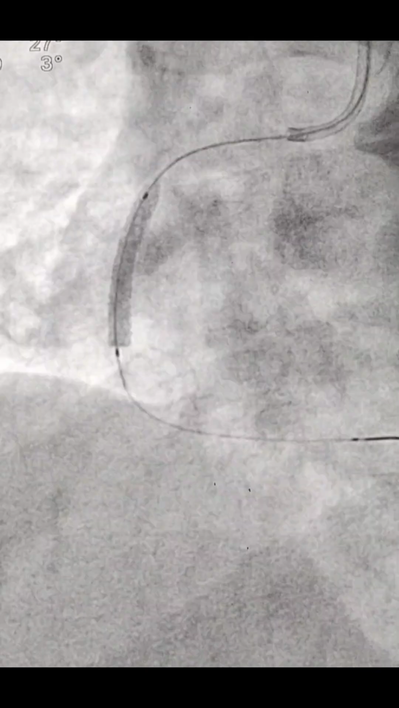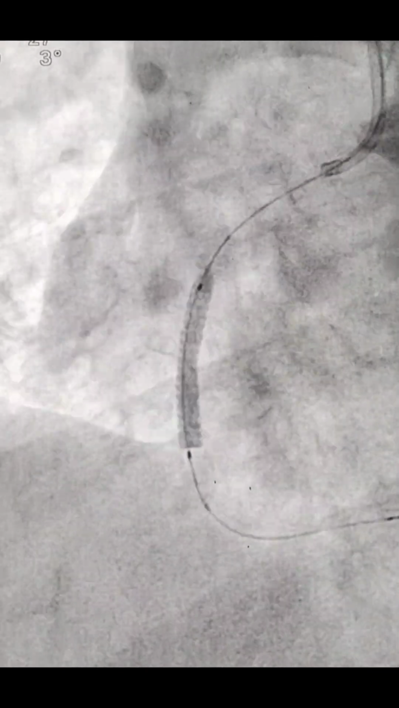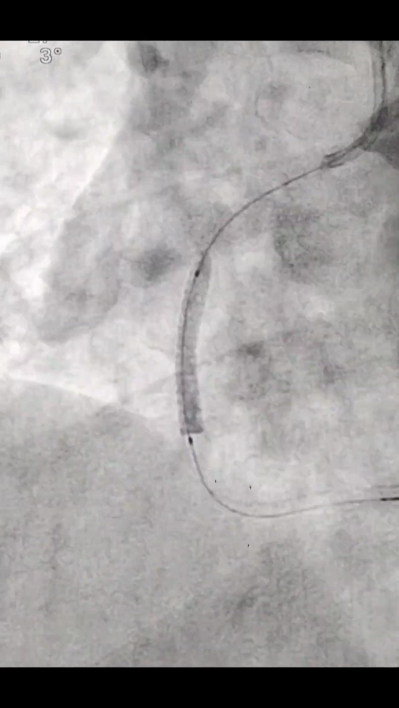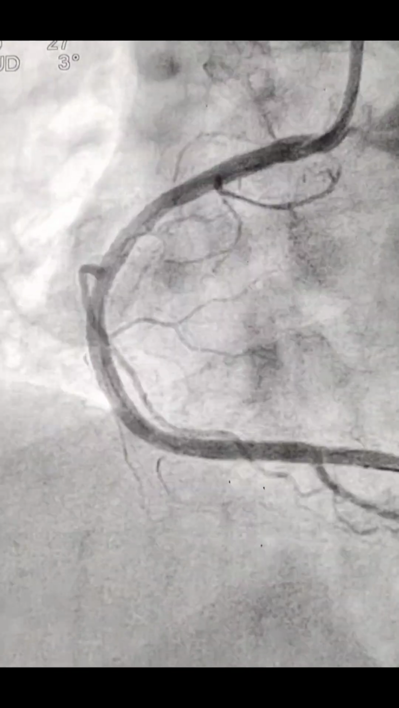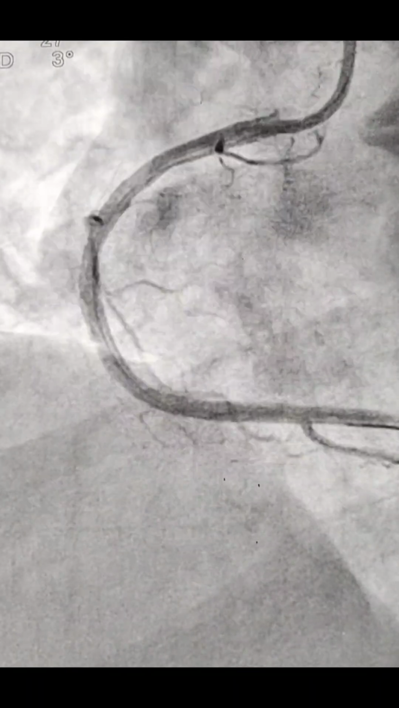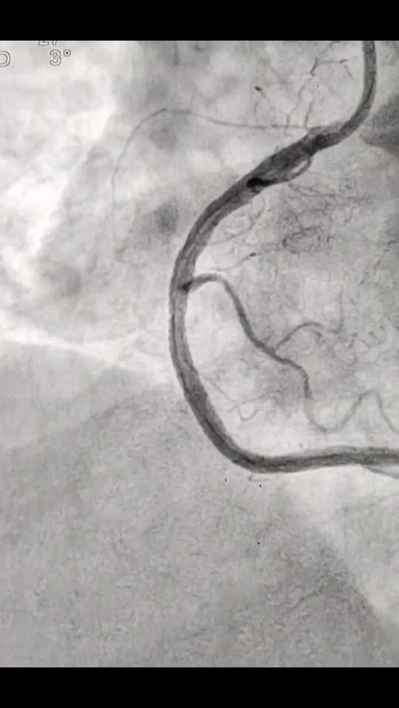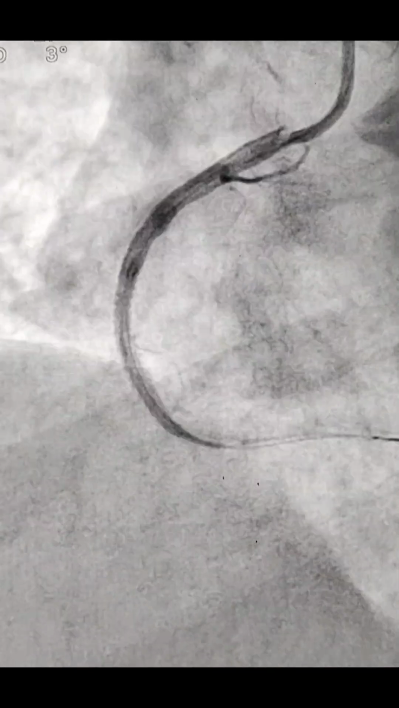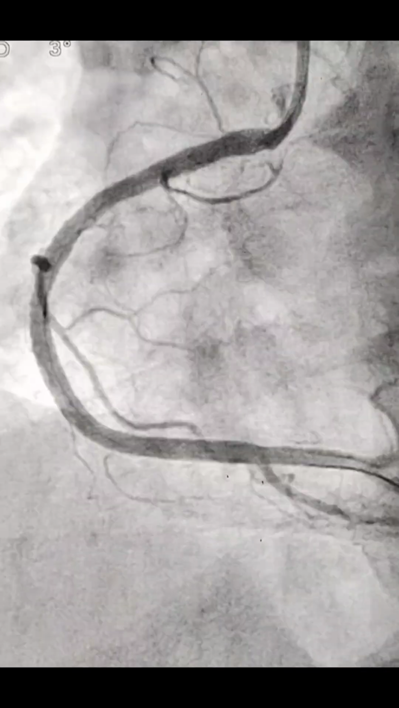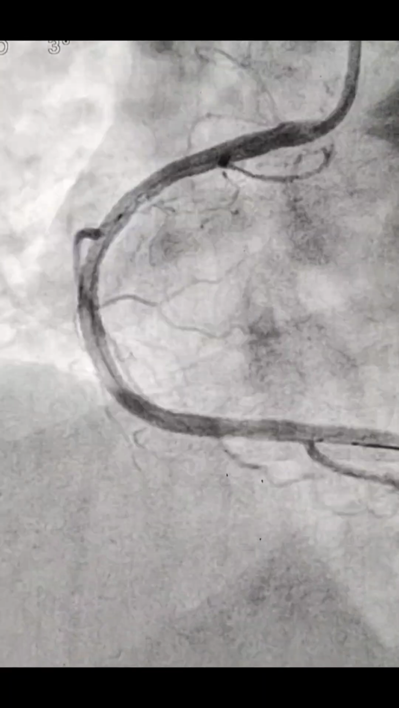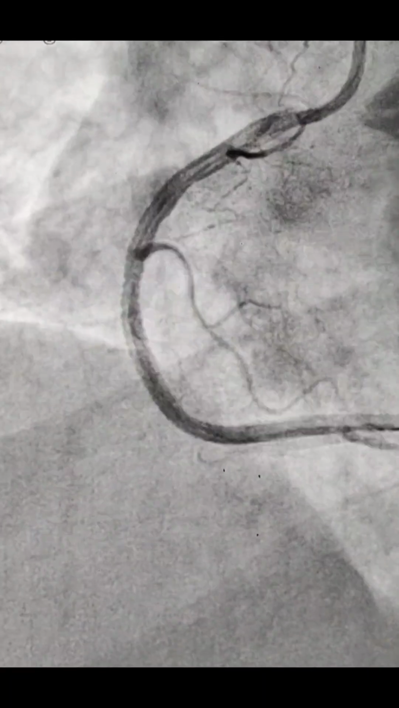Then I inflated at 10 atmospheric pressure. 8 was nominal, 16 was RBP. So we went to 10, 12. Even after the inflation I was not happy. Even though the stent was 3.5 and inflated at 12 atmospheres, some under-expansion was there, but this is ACS, so I don't want to do any extra NC, but I did NC very carefully in this case.